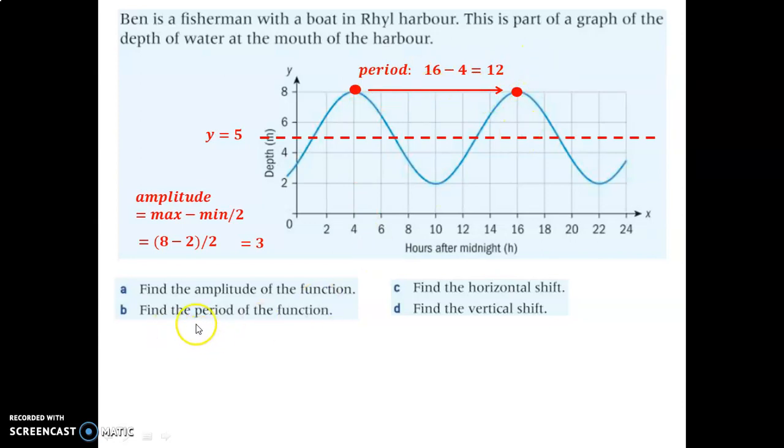Now next, find the horizontal shift. So how much did this graph move horizontally? It means left to right. That's also known as the phase shift. And think about where the normal cosine graph begins. That should help you answer this.